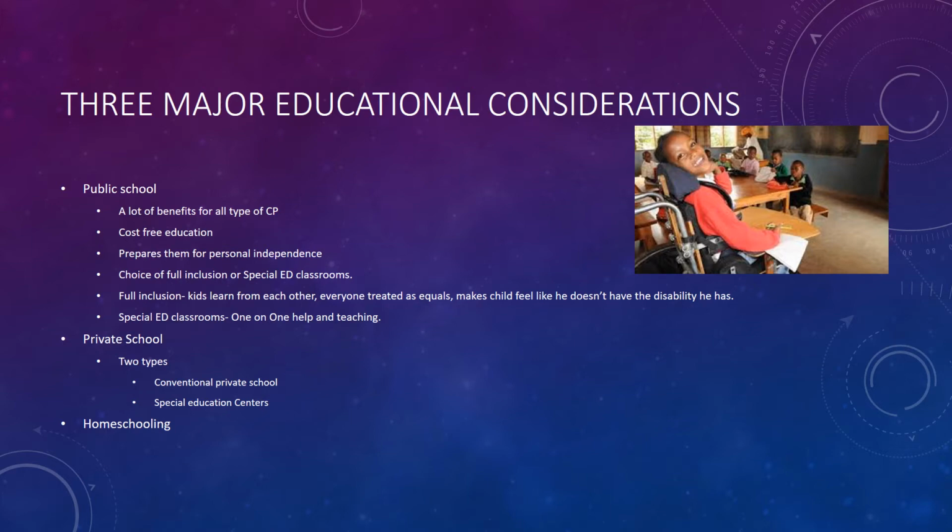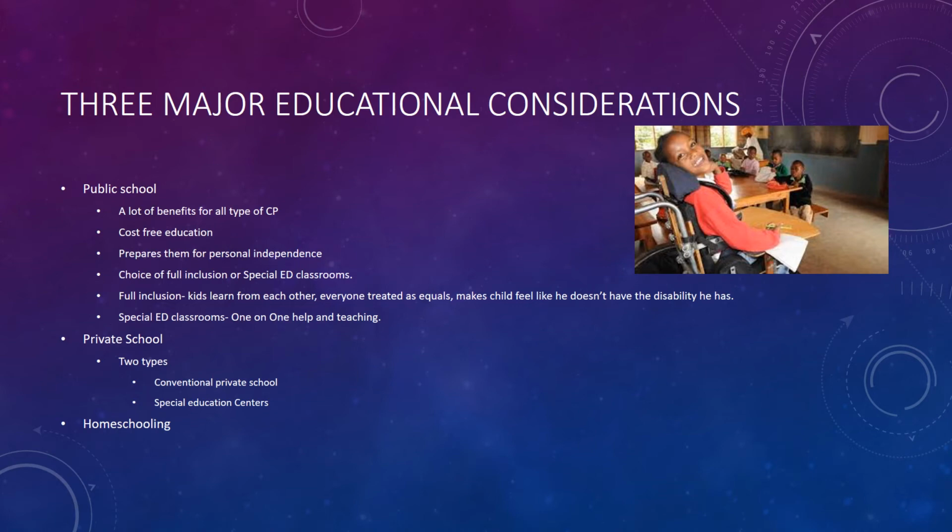Three major educational considerations. Public school has a lot of benefits for people with cerebral palsy. It's a cost-free education. It prepares them for independence and aids with social skills. You could pick between a class with normal and special ed kids or just special ed kids. And private school is another one. There are two types: conventional private school and special educational centers.